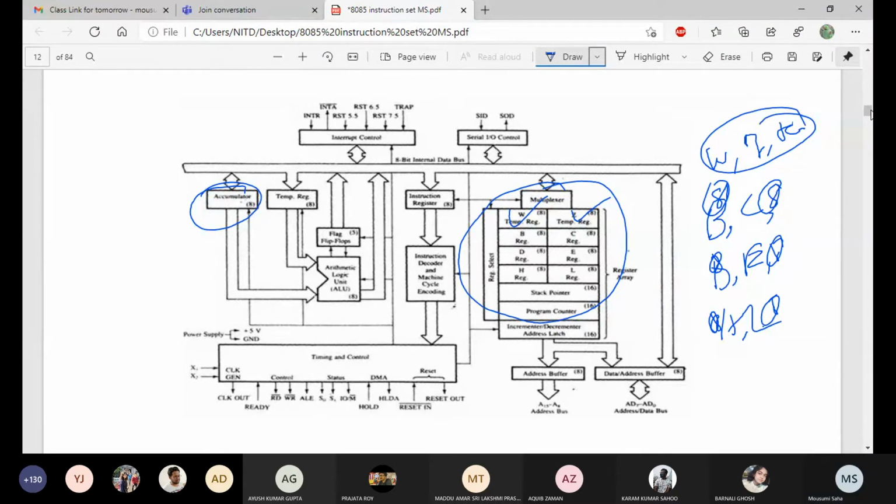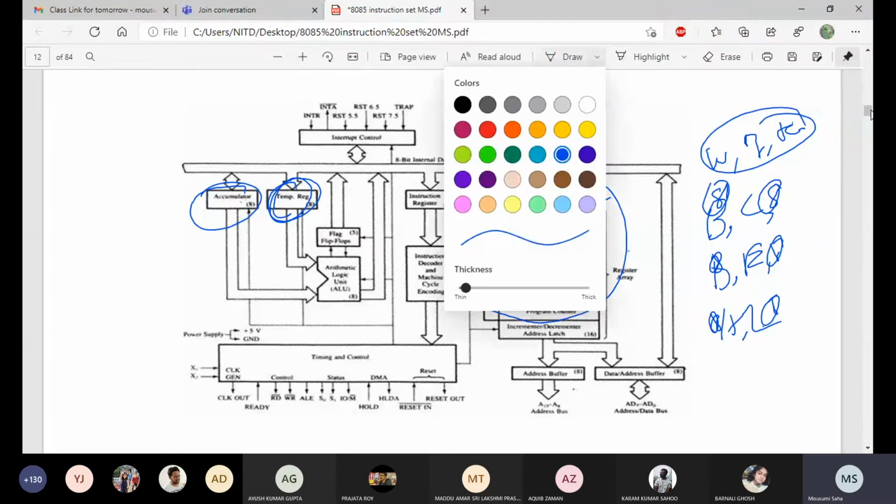Clear? Now, another register, that is the temporary register. These three registers you mark.